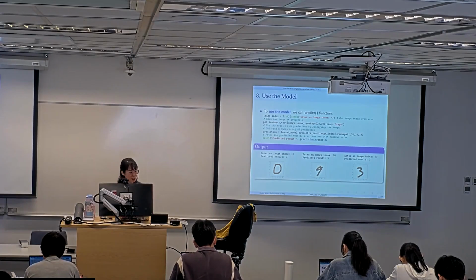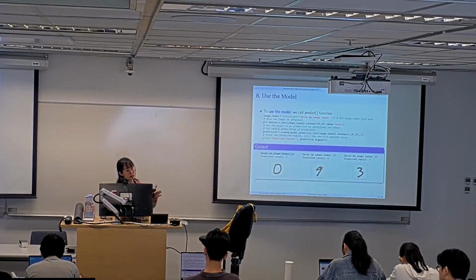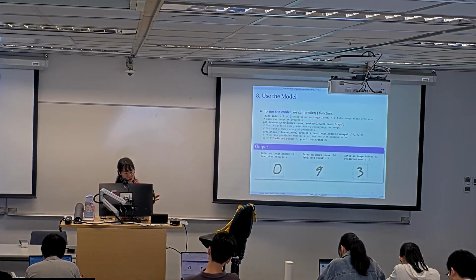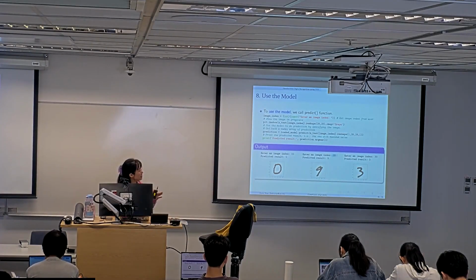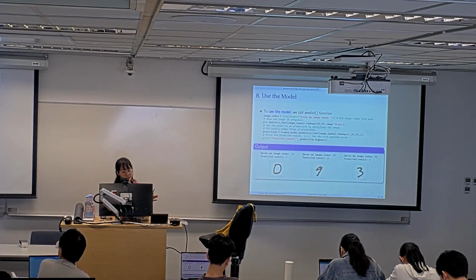And this will be an example. We let the user enter an image index, and for example the user types 10, and then it shows the user that image. This is the 10th image in the testing data, and the predicted result is 0. And this is the 20th data, and the predicted result is 9.